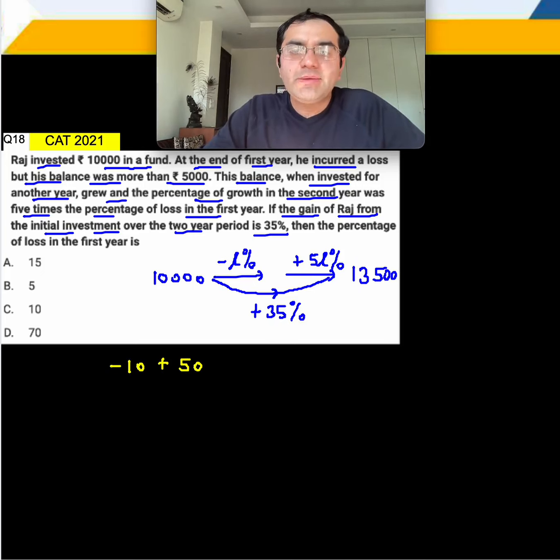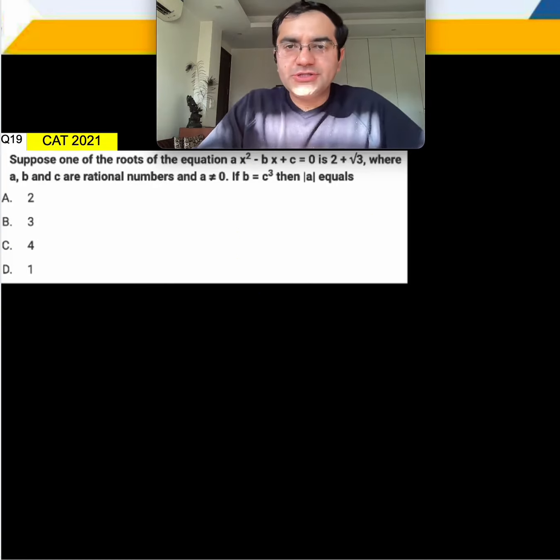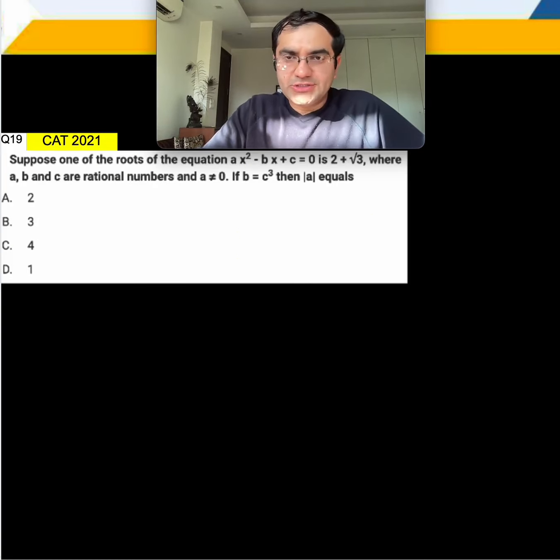So minus 10 plus 5 into 10, 50, minus 10 into 50 is 500 upon 100. If you solve this, you get 35% as the answer. So C part becomes the right answer, and this was doable. Another question in algebra, quadratic equations using the properties of quadratics.